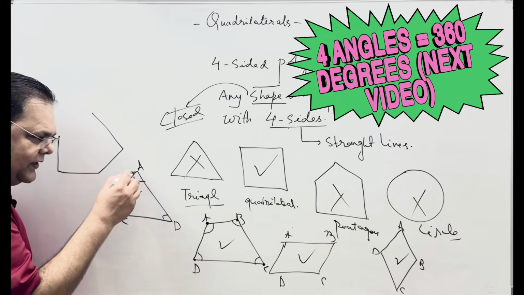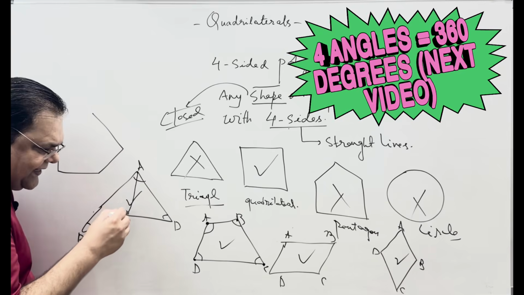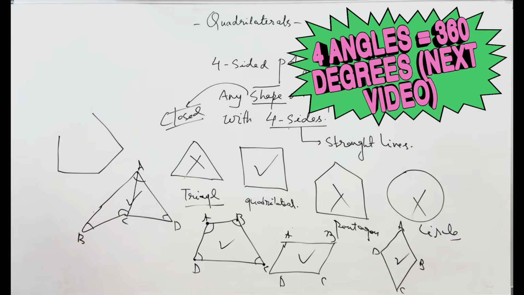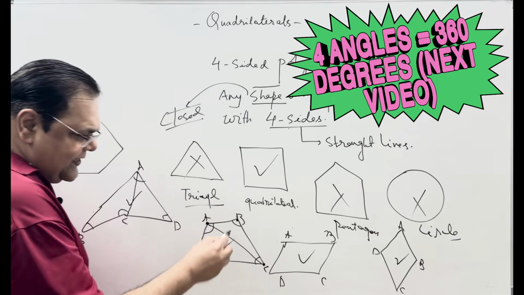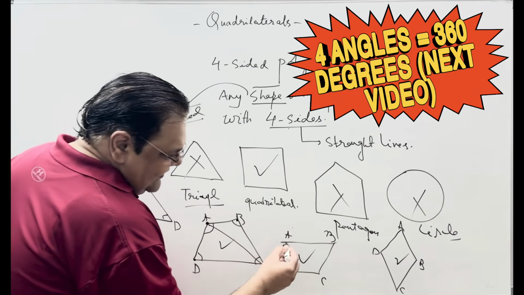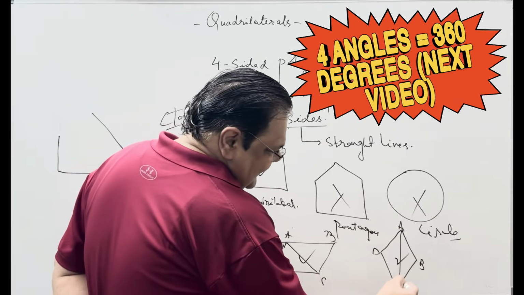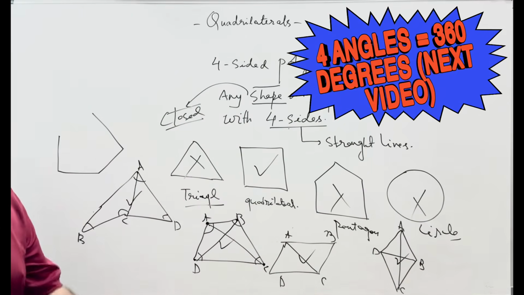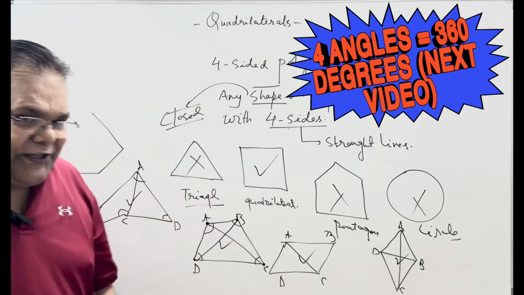When you connect the opposite vertices with a line, it will give you 2 triangles. You take this and connect this, 2 triangles. Connect this, 2 triangles. This is required to prove that the sum of the angles inside a quadrilateral is 360 degrees.